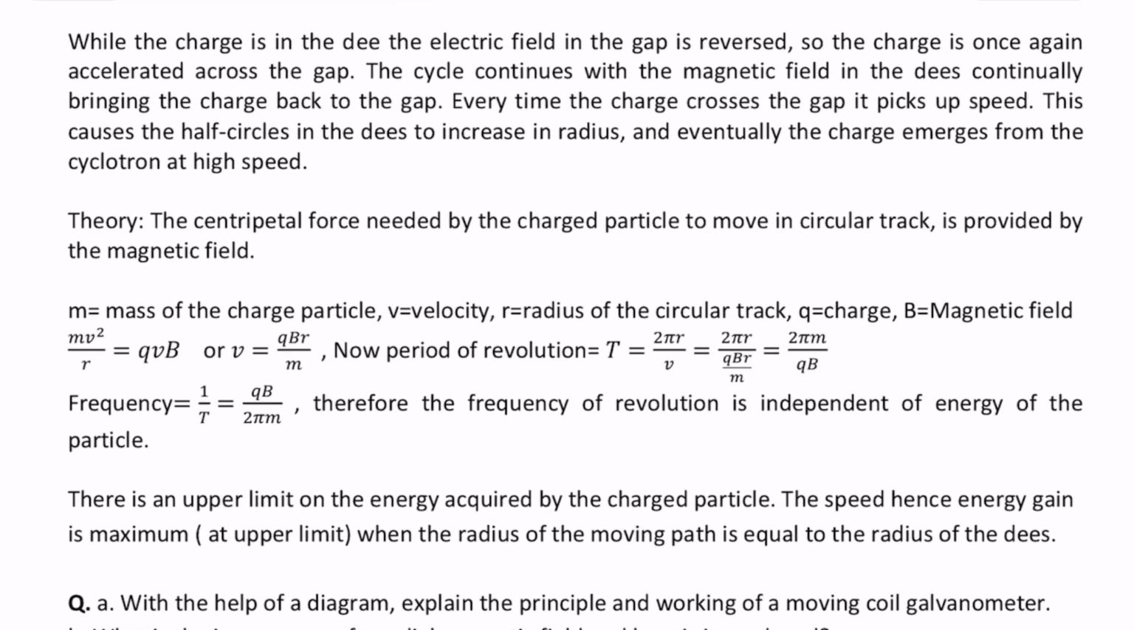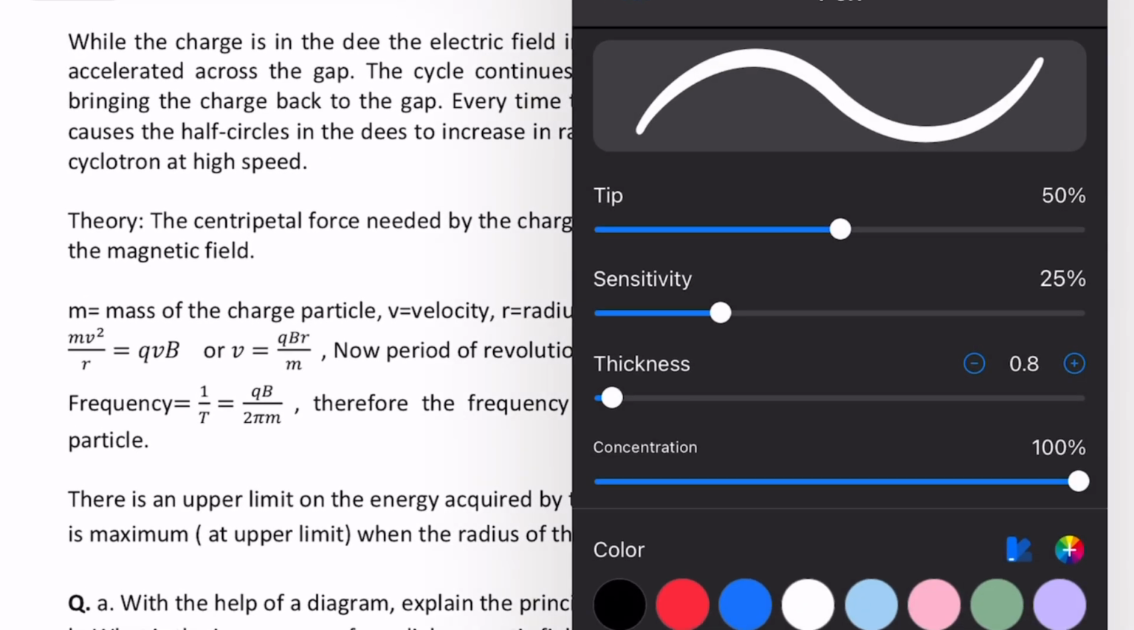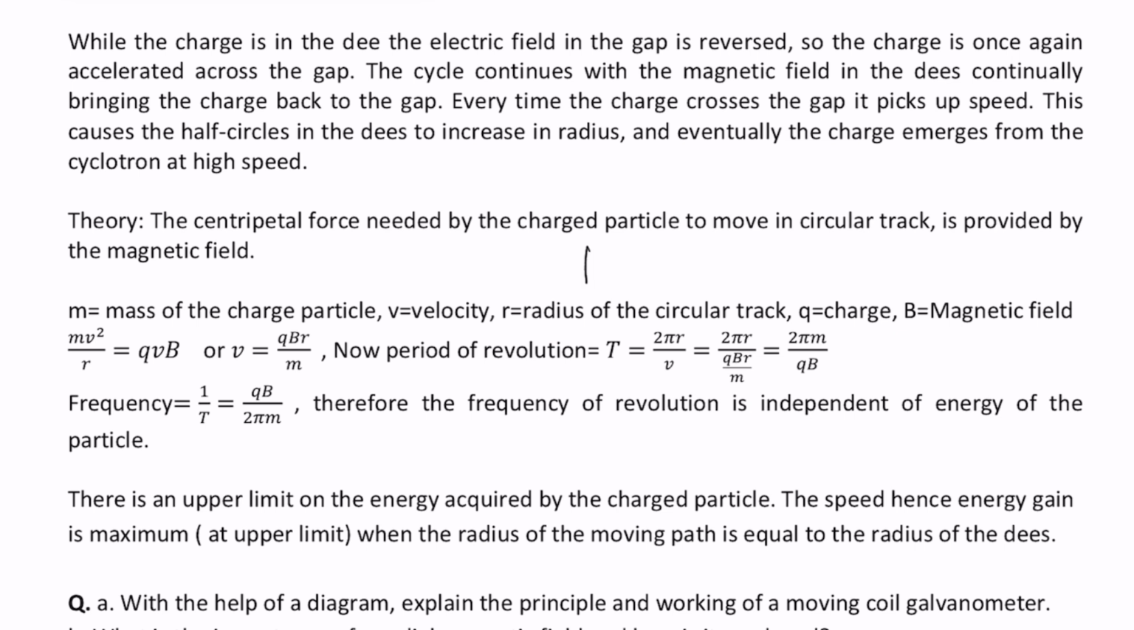Now, when the charged particle moves between the D's, there in the cyclotron we have two D's, D1 and D2, and when it jumps from one D to the other D, it experiences acceleration. As a result, its radius increases. So that is why the charged particle executes a spiraling motion, and ultimately it comes out through the cyclotron with a very high energy, with a very high speed.